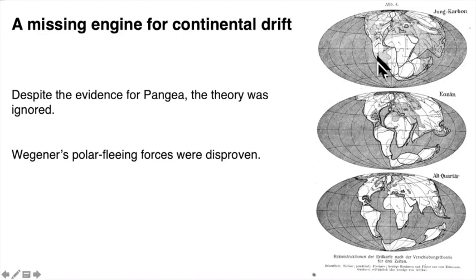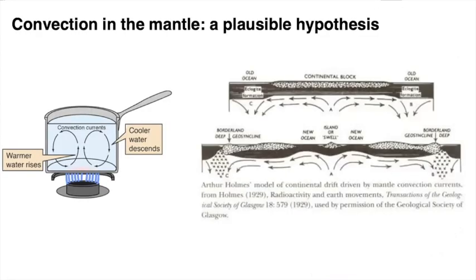But this theory of Pangaea still wasn't accepted when Wegener originally proposed it. And the reason was because his explanation for why this happened, the pole fleeing force, which is again driven by the rotation of the Earth, isn't actually strong enough to move the continents. And actually, just before Wegener's death in 1930, a more plausible hypothesis was proposed. This is based off of convection in the mantle.